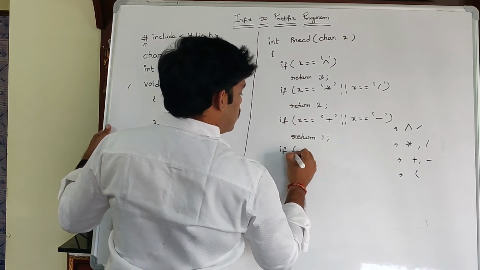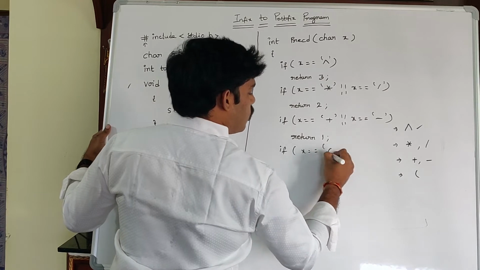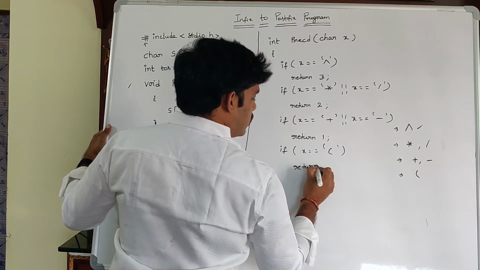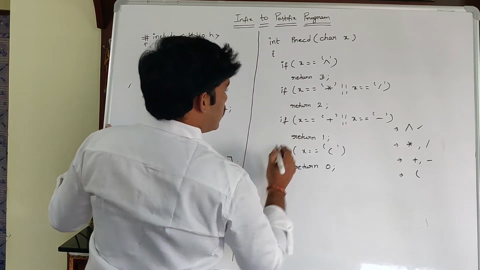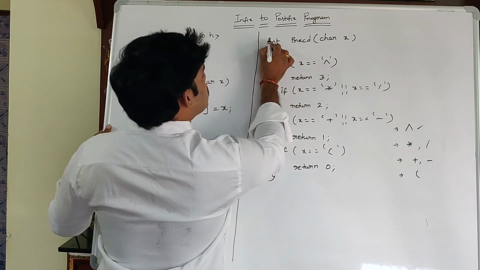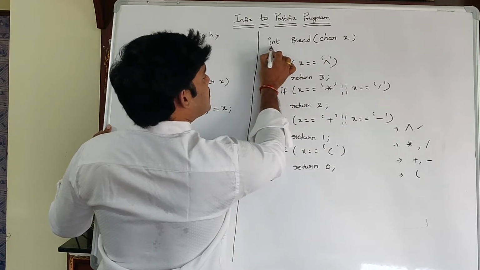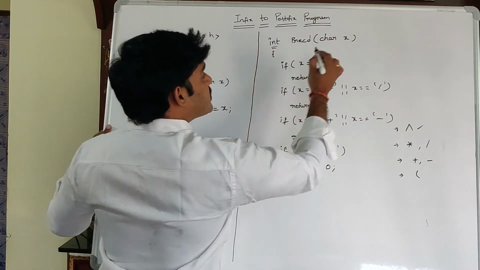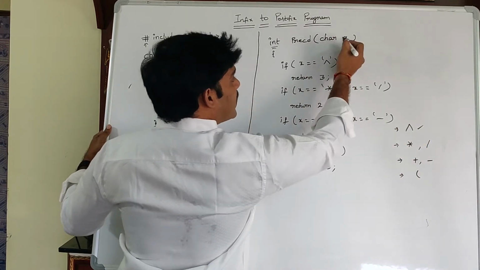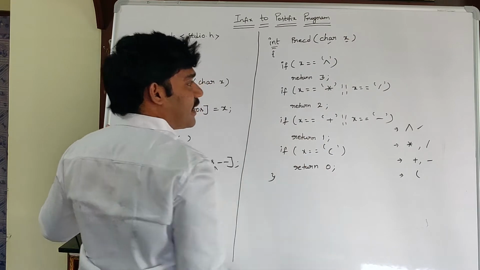If x is equal to opening parenthesis, then return 0. So here return 3, 2, 1, 0, all these are integers. That's why the return type of the precedence function is integer, which takes the input as x. X means all these operators. That's why the data type of x is character.